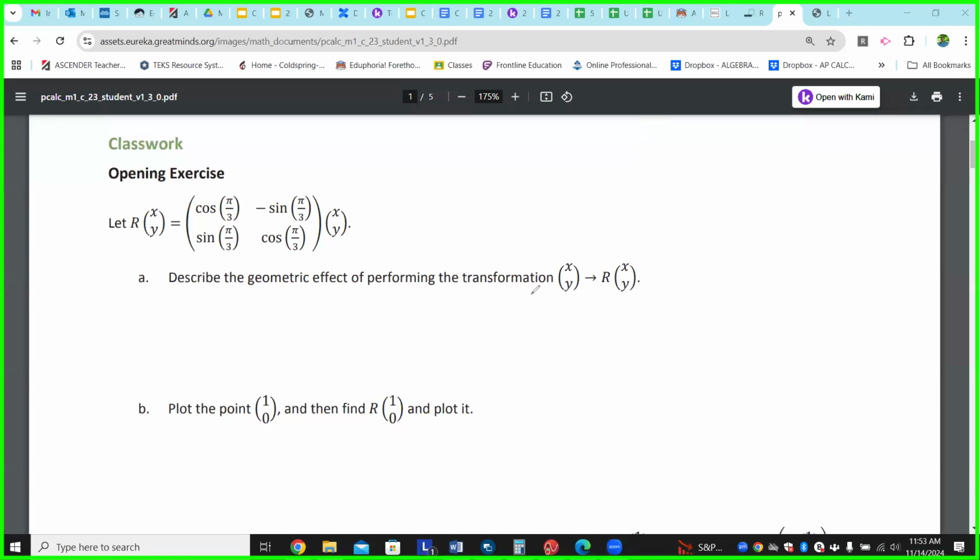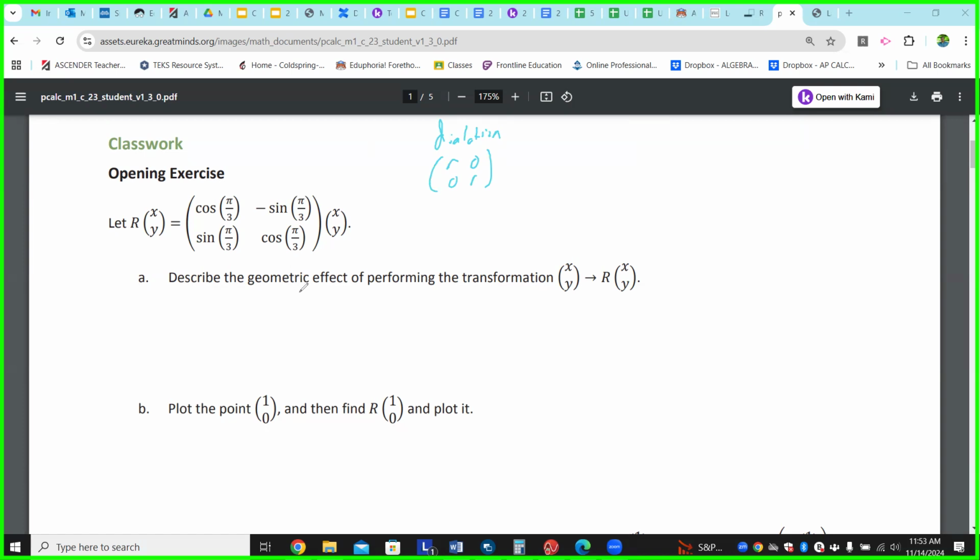All right, so in this opening exercise, the very first question just states, describe the geometric effect of performing a transformation here. So remember, we had two different types of things to focus on. Yesterday, we talked about dilations, which was in the form of R 0 0 R, so it's super easy to tell what the scalar factor was. This is not in that form.